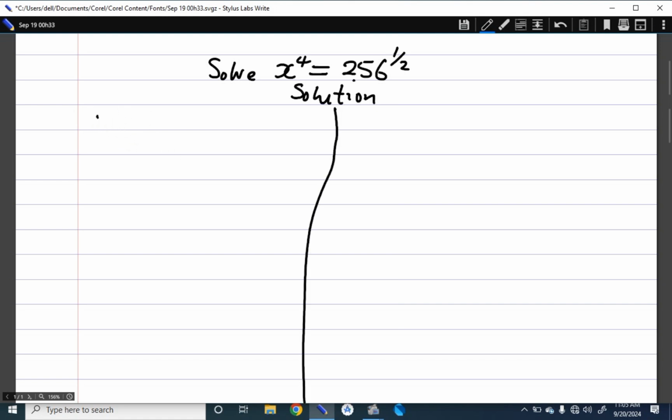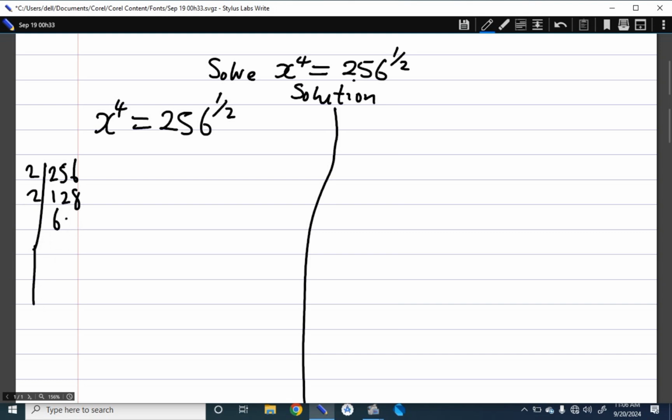So I have that x raised to power 4 is equal to 256 raised to power 1 over 2. Now we can break 256 down. 256, 2 divide, I'm going to have 128. 2 divide, I'm going to have 64. 2 divide, I'm going to have 32. 2 divide, I'm going to have 16. 2 divide, I'm going to have 8. 2 divide 4. 2 divide 2.